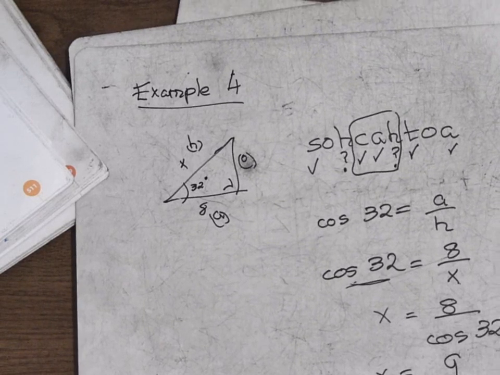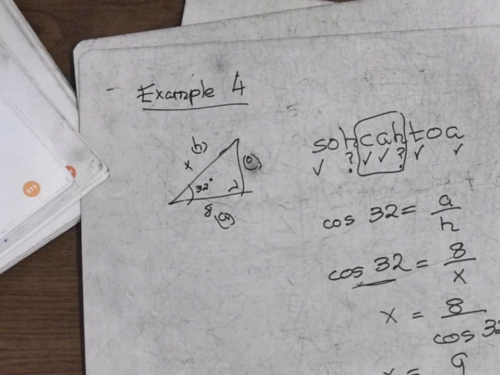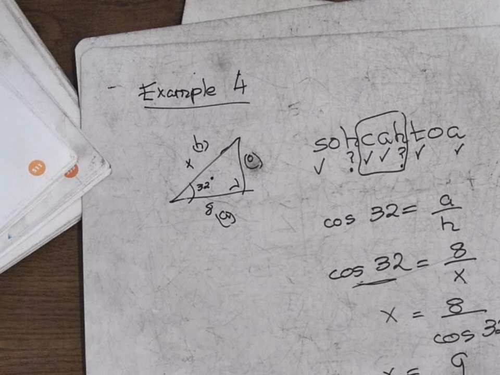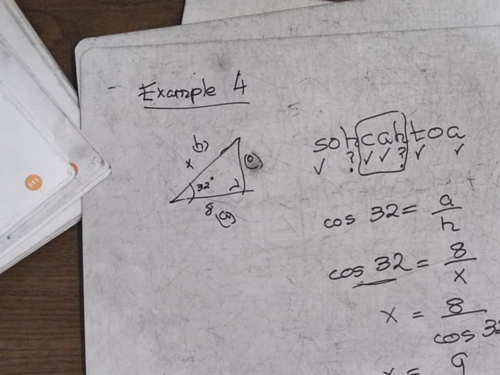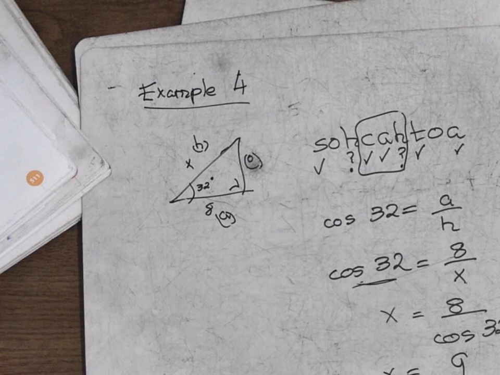Right. I'm going to do another one of those. Did you all get 9? Is that okay? It's the right answer, is it? What is it? 9.4? Yeah, it said correct to the nearest whole number, which would be 9. Is that okay?